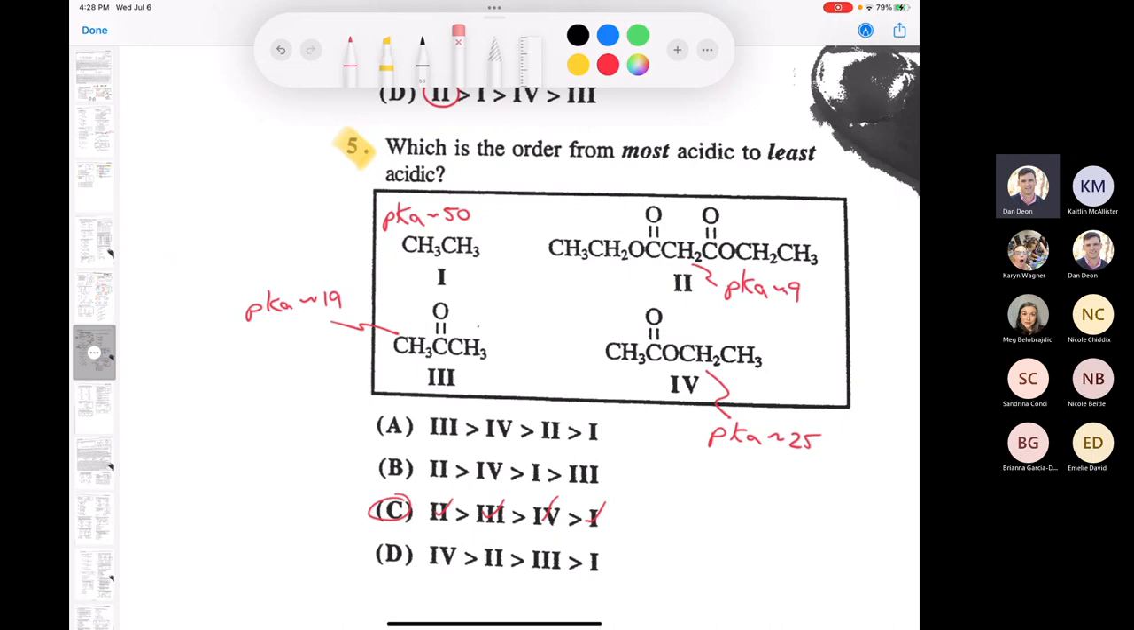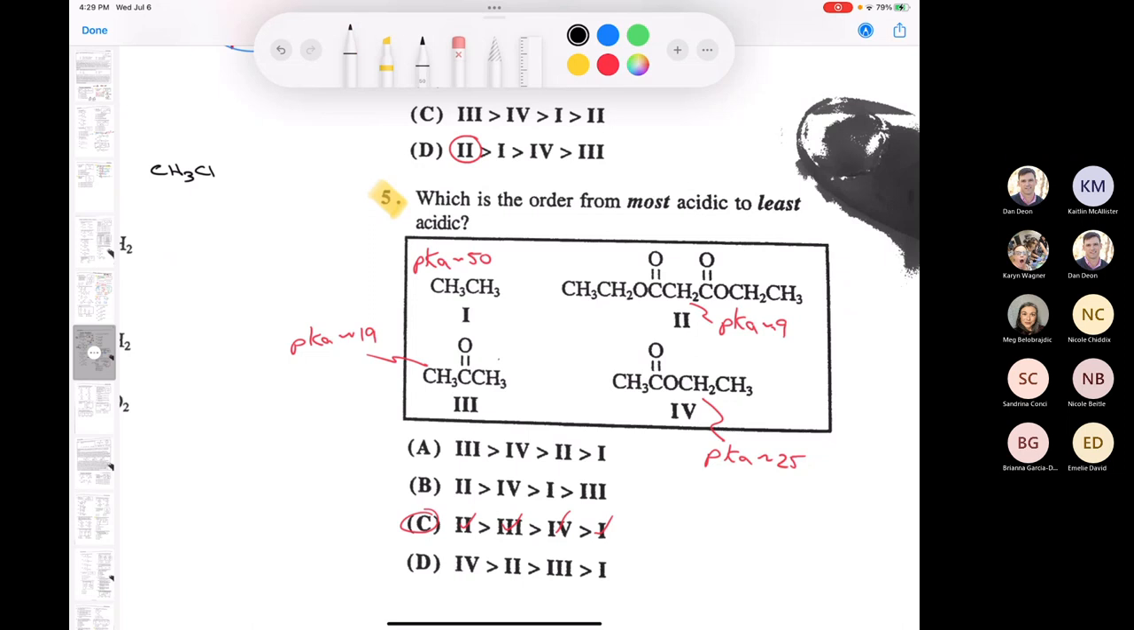You could say, okay, well, if I deprotonate 1, I end up with something like this, which is a wicked strong base, so that's going to be a super weak acid. That negative charge isn't stabilized whatsoever. So that's number one. Then if I have 2, this is diethylmalonate, so you end up with something where you could draw a resonance structure where you put the negative charge on this oxygen, or on this oxygen. So that's super stabilized. That's definitely going to be a weaker base, therefore a stronger acid.